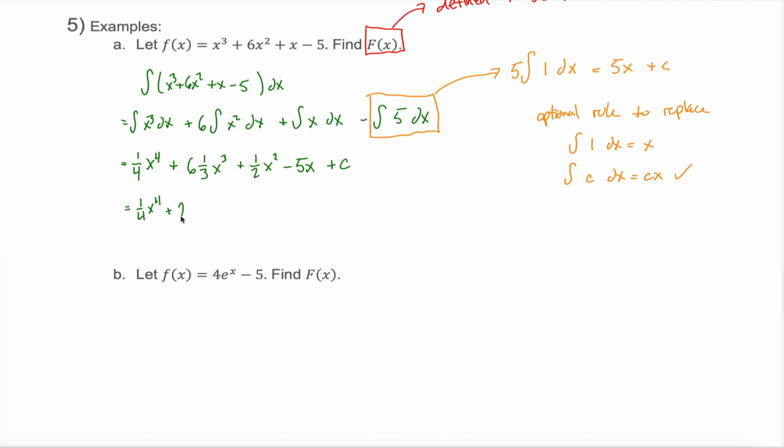6 times 1/3 is just 2, so I got 2x cubed. I think everything else I'll just kind of leave it alone. Not a horrible idea, especially while these are still kind of new to you, is to check your answer. How would you check your answer?